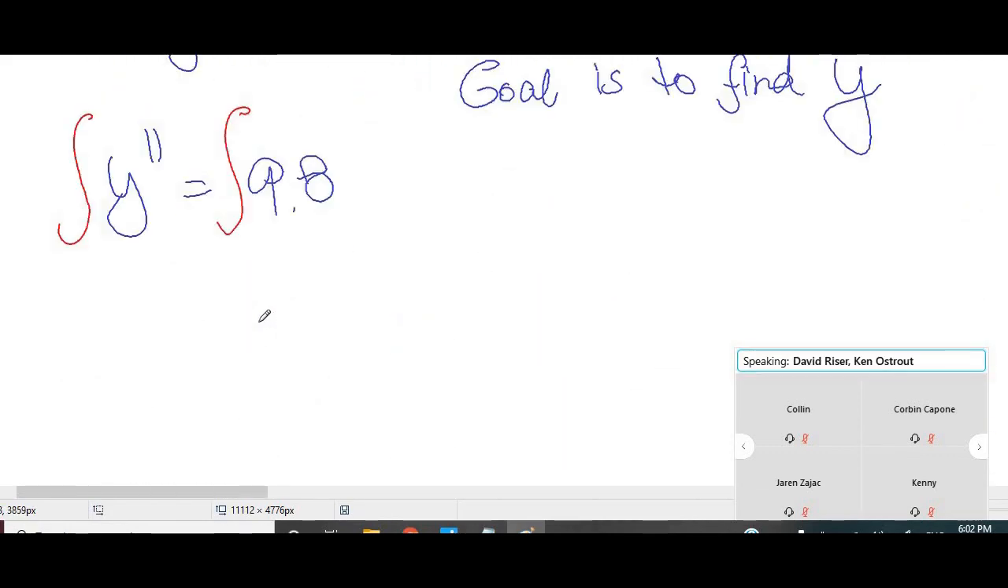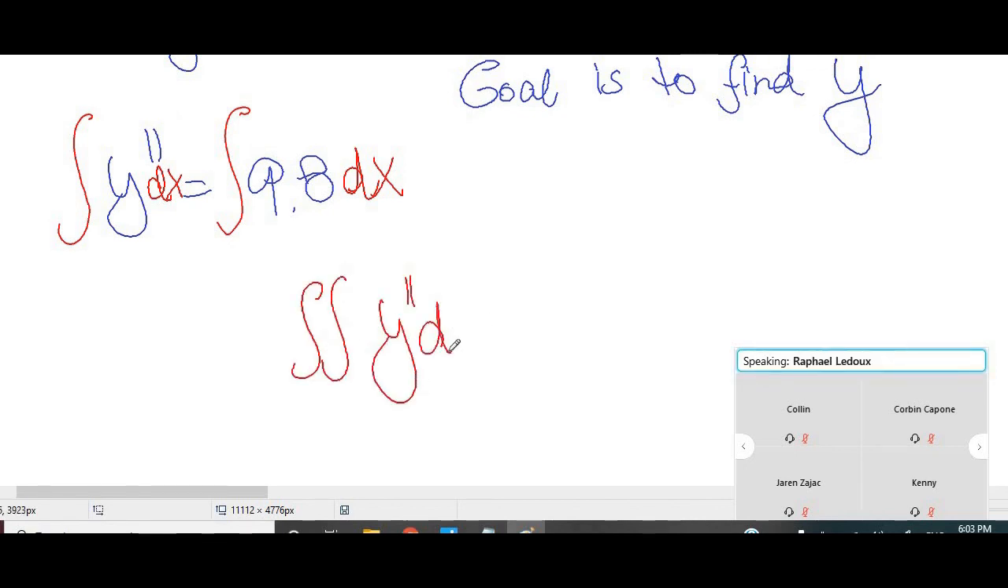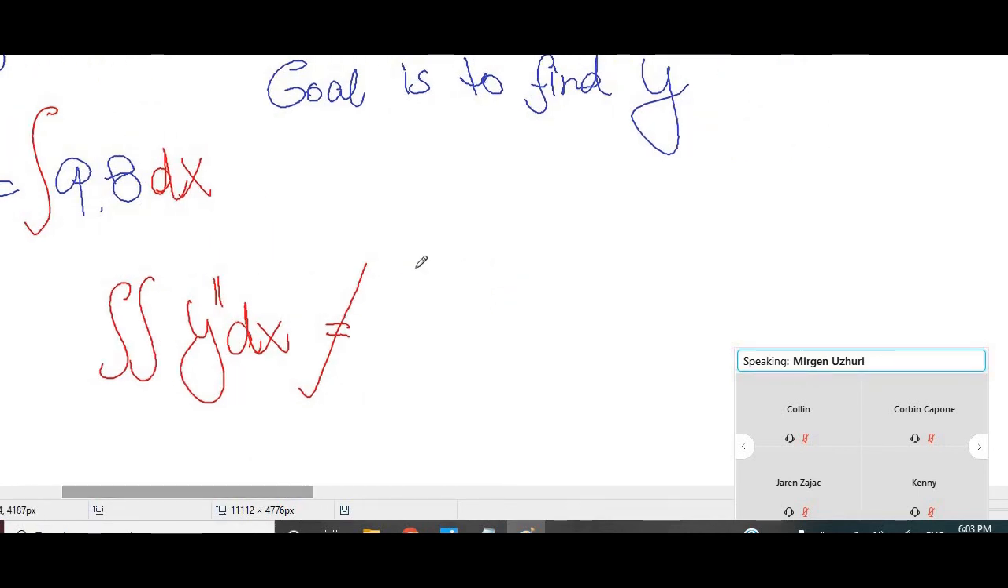Yeah. All right, word of caution. There will be a dx here and a dx here. At the end of the day, we'll have to integrate twice because we have a second derivative, right? Not two derivatives, but a second order derivative. You with me on that? Yeah. This thing is not the same as integrating twice. Watch this.